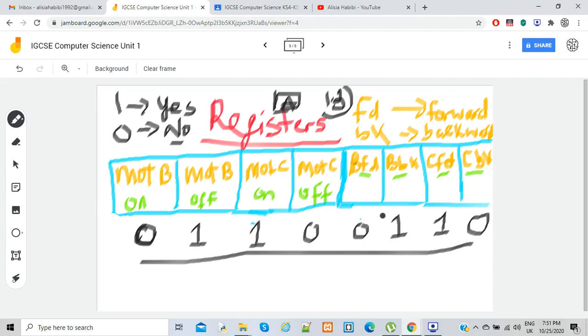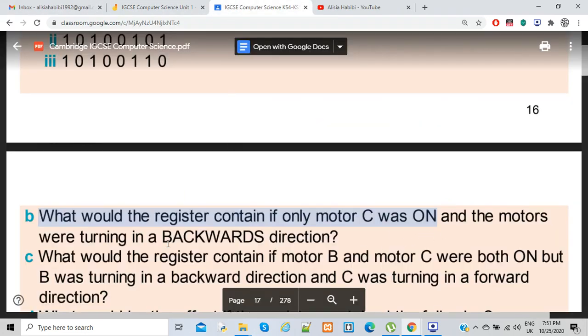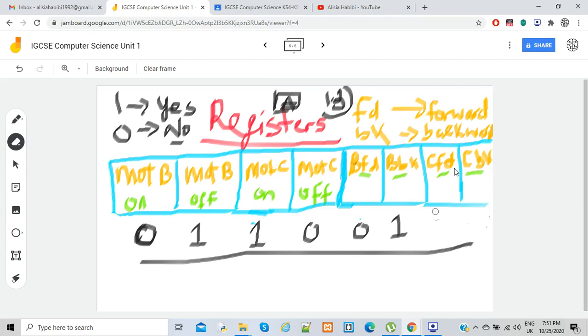Oh, guys, I'm so sorry. I made a mistake here. This is not supposed to be 1, because it's supposed to turn in a backwards direction, and I put it as forward. So C forward, sorry guys, is going to be 0 because it's not supposed to be forward. C backwards is going to be 1. Yes, it's supposed to be backwards. That's the mistake I made there. Sorry about that, I didn't see it.